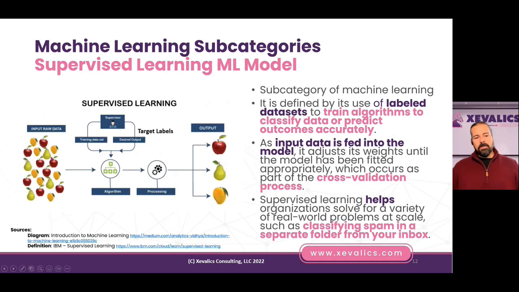Then we have the input raw data. Everything comes into the system with the algorithm and is processed, and the system will be able, in this particular case, to tell that in our input raw data we have apples, pears, and mangoes. Supervised learning helps organizations solve a variety of real-world problems at scale, such as classifying spam into a separate folder from your inbox.